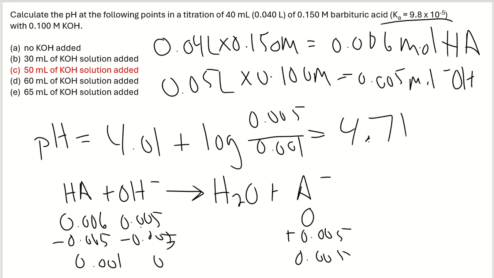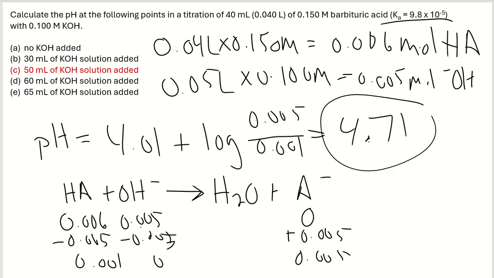which makes sense because we're adding more base than halfway to the equivalence point, so our pH should be greater than our pKa. If we are before halfway to the equivalence point, our pH would be less than the pKa. When we get to the equivalence point, because we're adding a strong base to a weak acid, our solution should be basic. And in the next example, we should have a pH that is greater than 7.